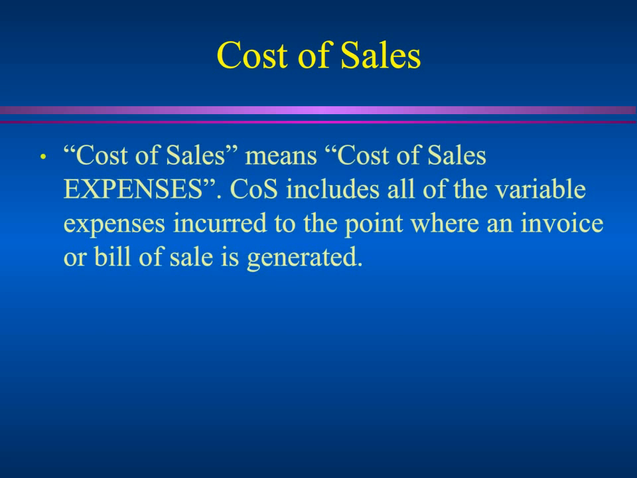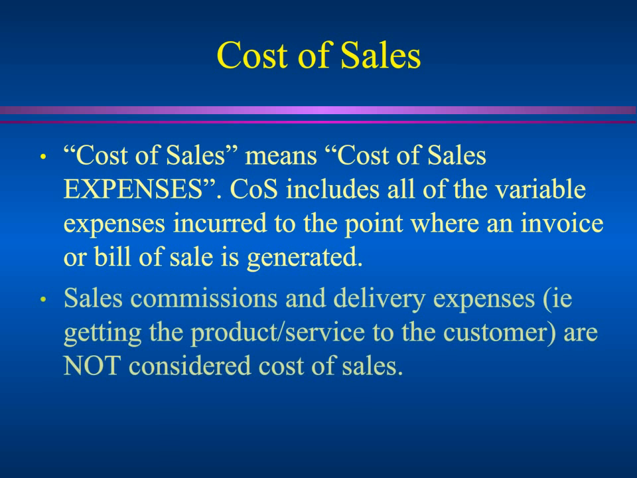Now, I'm spending a bit of time on cost of sales, i.e. cost of goods sold, depending on whatever you're looking at, because it is fairly important. Cost of sales is an expense. It's a cost of sales expense. It usually includes all the variable expenses incurred to the point where an invoice or bill of sale is generated. Now, variable expenses are those expenses that go up and down if your sales go up and down.